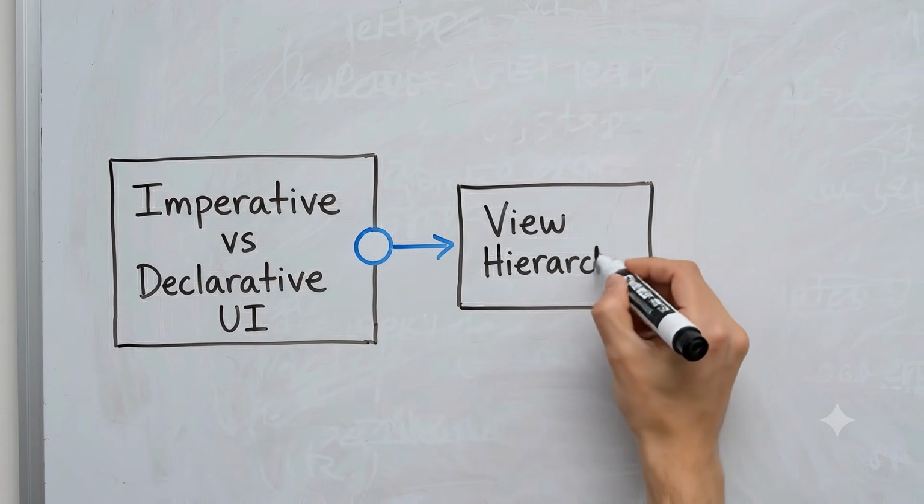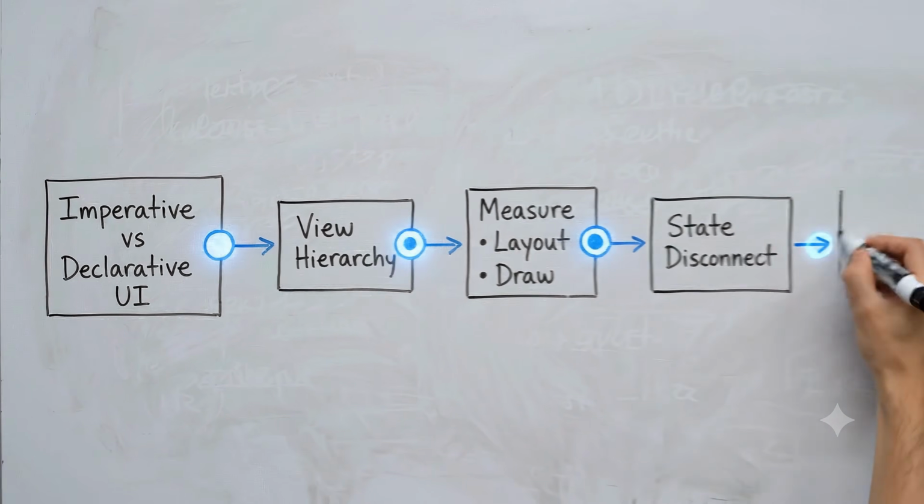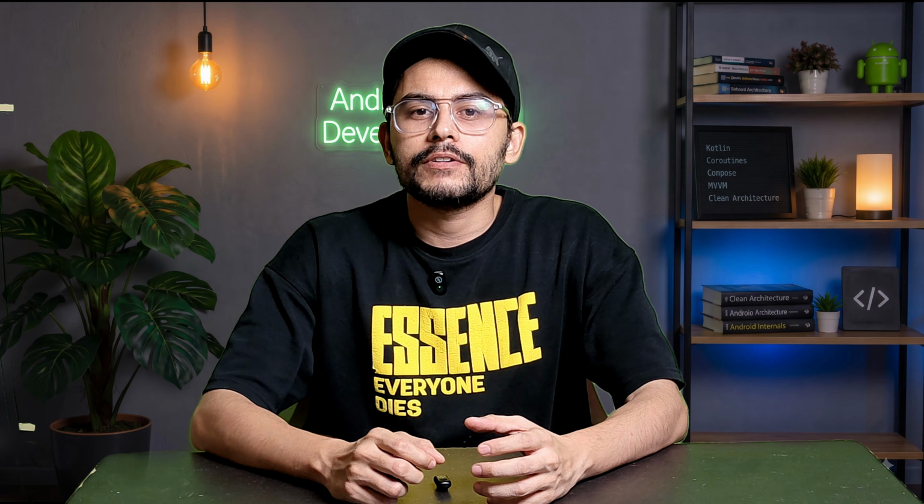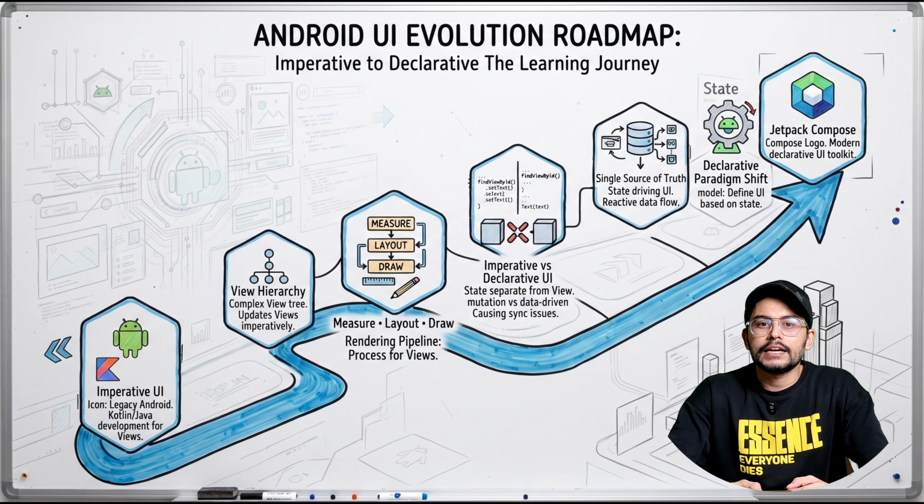So before we begin, let's take a quick look at what we're going to cover in this video. We'll start by understanding the fundamental difference between imperative and declarative UI, because that's where the entire journey begins. Next, we'll deep dive into the Android view hierarchy and see what actually happens behind the scenes when an XML layout is inflated into real view objects. From there, we will explore the measure, layout, and draw pipelines to understand how Android renders every pixel on your screen and how methods like invalidate and requestLayout fit into this process.